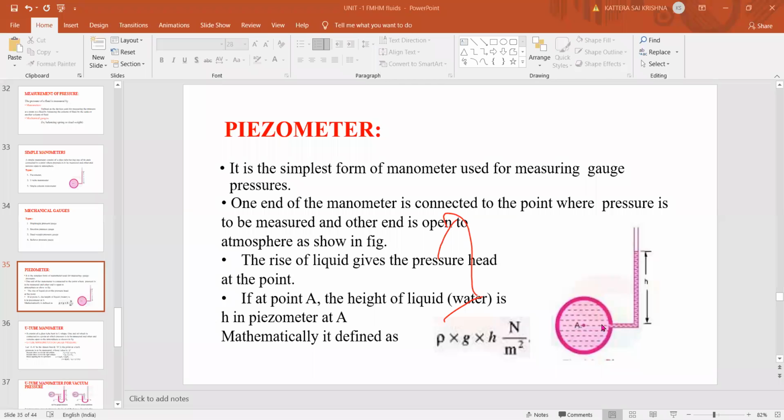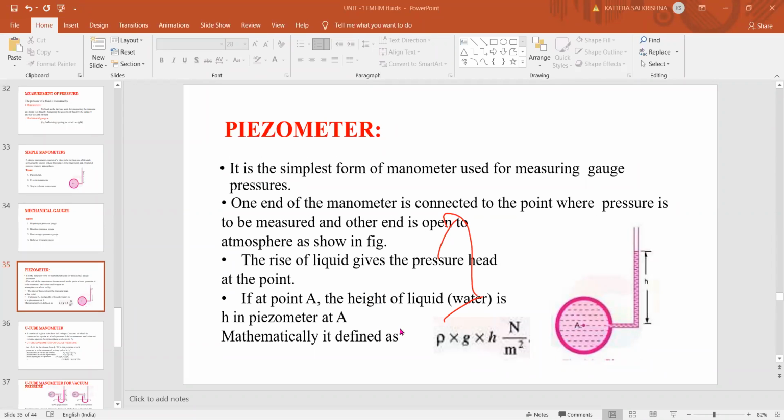So this is a cross-sectional area of the pipe. We are connecting this L-shaped glass tube to the pipe where we need to find the pressure. So what happens? The water flows into the tube up to a certain height. That height is called the pressure head. How much head is there? Nothing but how much height is there. That is called the pressure head.